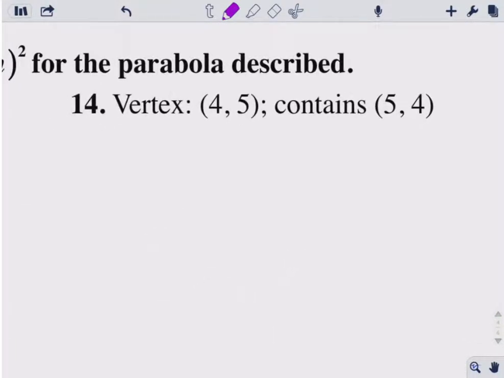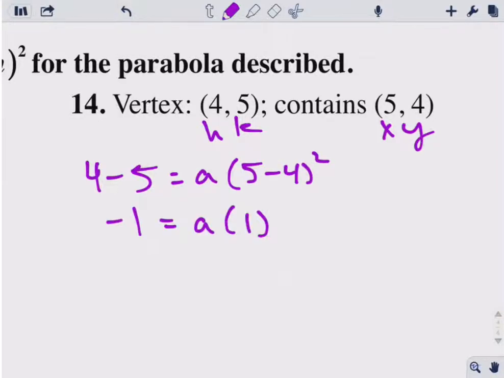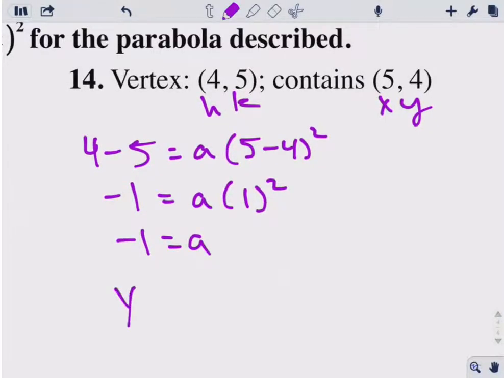The same thing here, h, k, x, y. So I do 4 minus 5 is equal to a times 5 minus 4 squared. So I get -1 is equal to a times 1 squared, or -1 is equal to a. So I get y minus 5 is equal to -1 times x minus 4 squared. Okay.